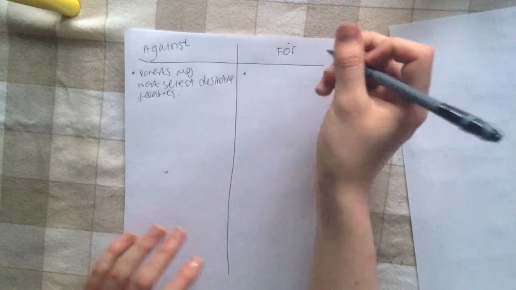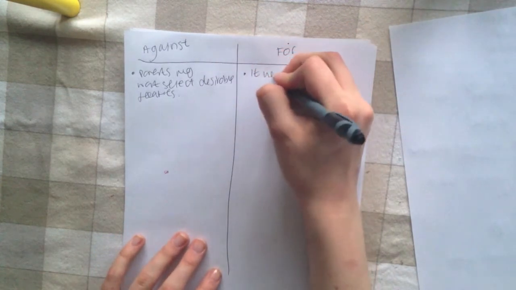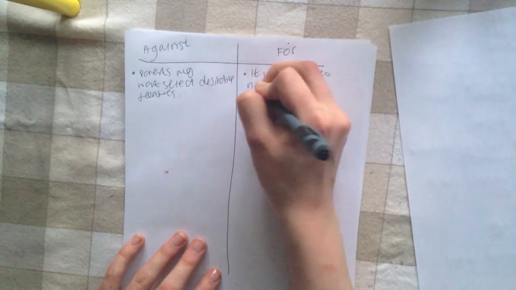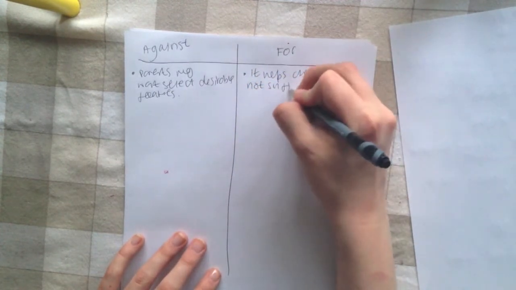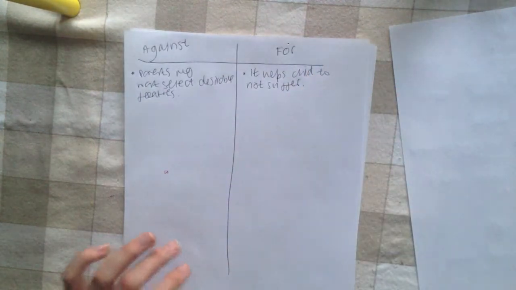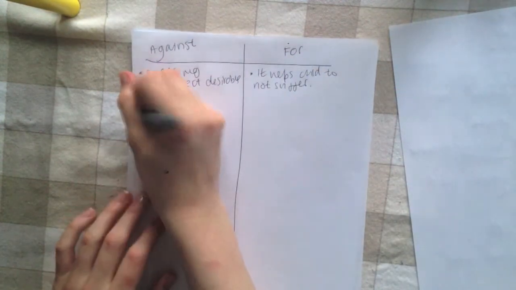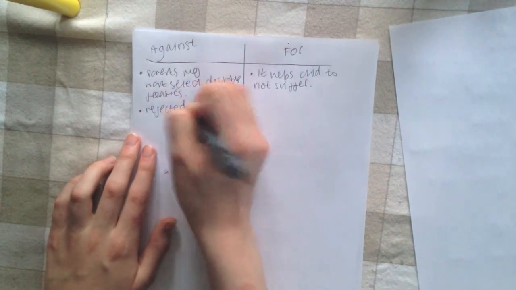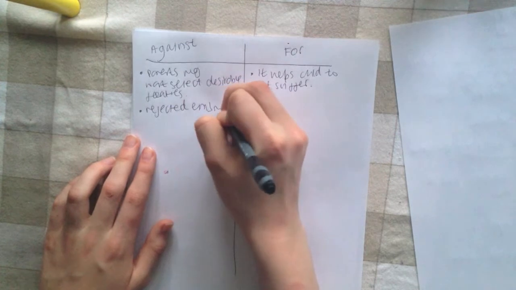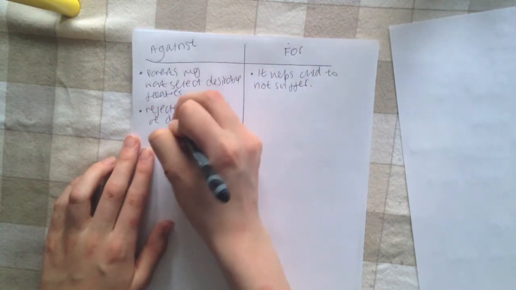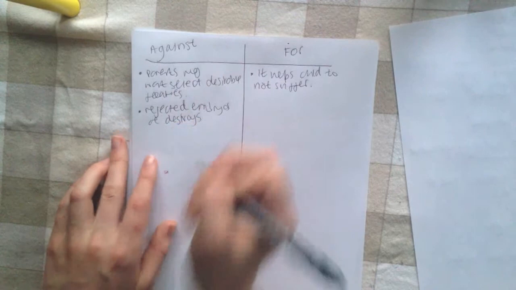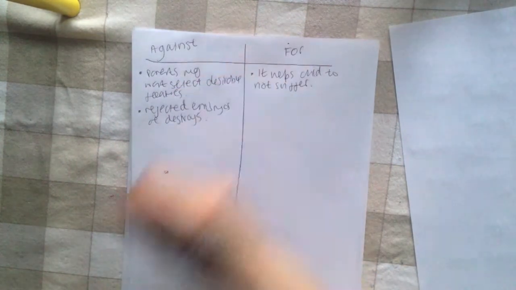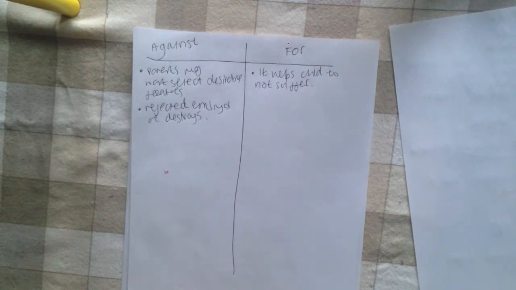Okay, one for. It obviously helps the child to not suffer. And against is the rejected embryos, the unhealthy embryos, are destroyed. Some religions may think of this as killing, which is a sin in some religions like Christianity, and they'll think that this is immoral.